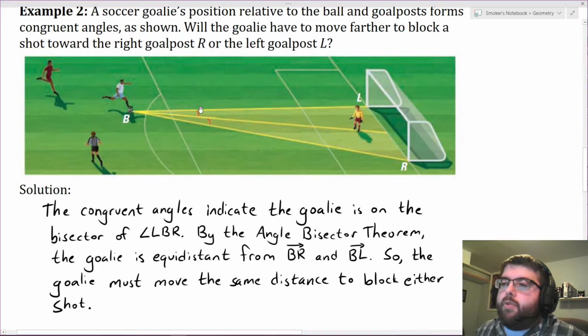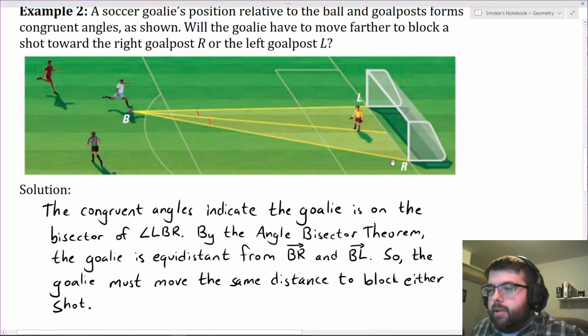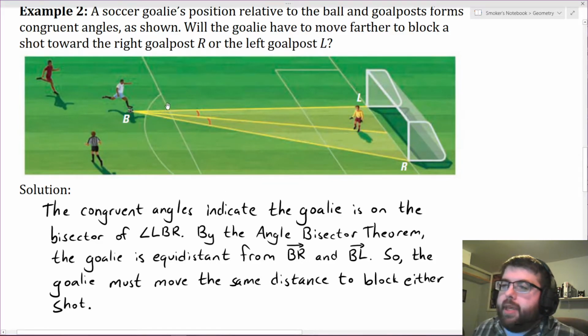Well, if these two are equal, then congruent angles indicate that the goalie is on the bisector of LBR. By the angle bisector theorem, the goalie is equidistant from side BR and BL, so the goalie must move the same distance to block either shot. If he is in the center, then it'll be the same distance.